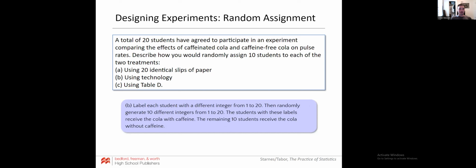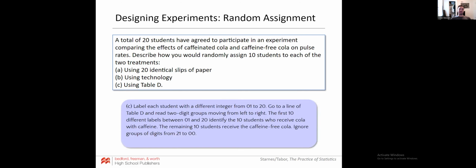You could number people 01 through 20 and then use random integers on your calculator, or you could use Table D, which is to just say 01 through 20 and identify the first 10 that you see to go into the group with caffeine.